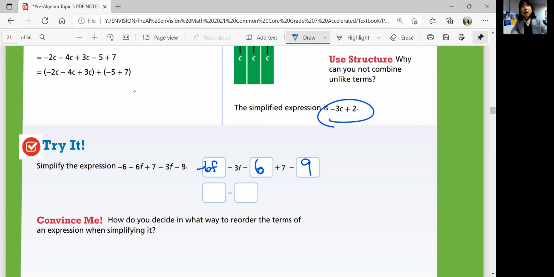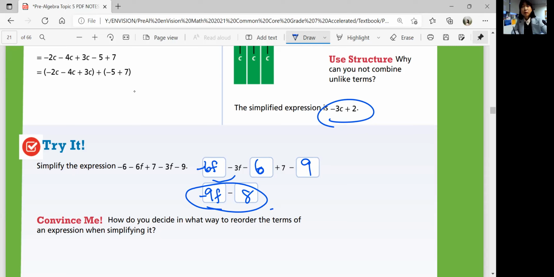Okay, and if we add like terms, what is the coefficient for f? -9f. And then -6 plus 7 minus 9 is -8. So that's your simplified expression, -9f minus 8. So convince me, how do you decide in what way to reorder the terms of an expression when simplifying it?